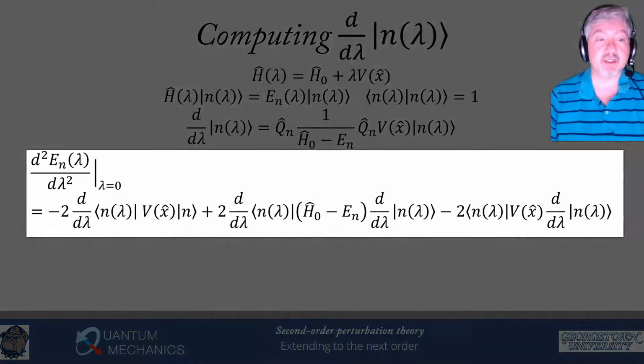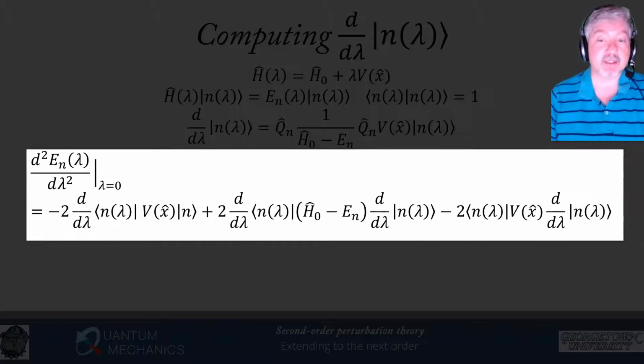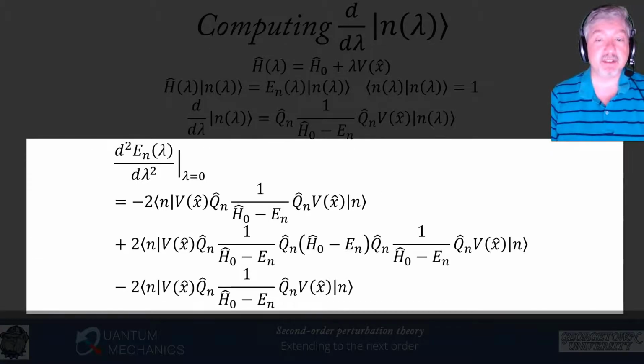We get 3 terms. So I have a d by d lambda of a bra, I have a term that has a d by d lambda of both a bra and a ket, and I have a term that's a d by d lambda of a ket. I'm going to substitute in for the d by d lambda in those 4 different places. The first term gives me minus 2 n v Q 1 over h0 minus en Q v times the state n. I'm now setting lambda equals 0 after I've done the derivative. The middle term is a big term, and the last term is the same as the first term.